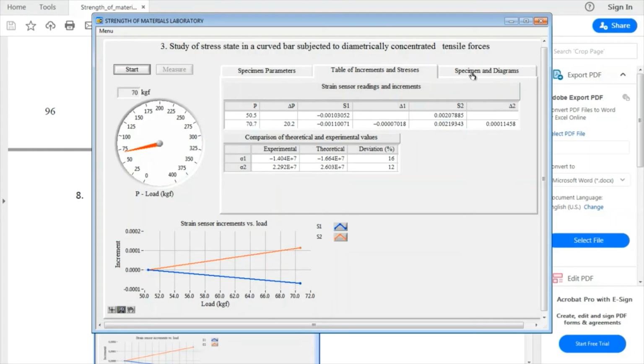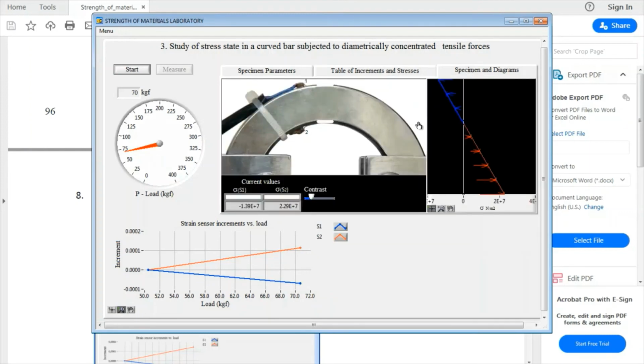If I want to look at the results, I will find that this is sensor number 1. That means data in blue is for sensor number 1, and this is sensor number 2, which is in red color. And this is the value of stresses. You know that this value is higher than that value, and one of them will be positive and the other will be negative for tension and compression.